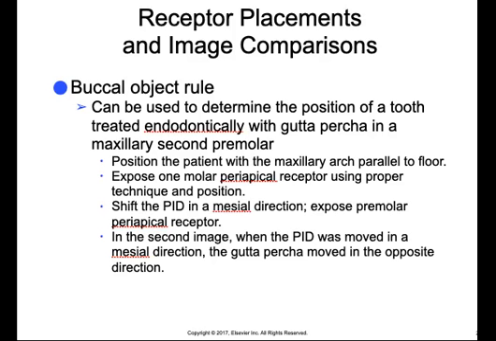So first you want to position the patient with the maxillary arch parallel to the floor. Then expose one periapical receptor using the proper technique and angulation. Next, shift the PID in a mesial direction and then expose another premolar periapical receptor. In the second image, when the PID was moved in a mesial direction, the gutta percha moved in the opposite direction. Therefore, the location of the gutta percha is in the root that lies to the buccal. And this is why buccal equals opposite.